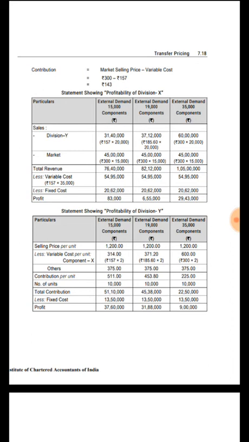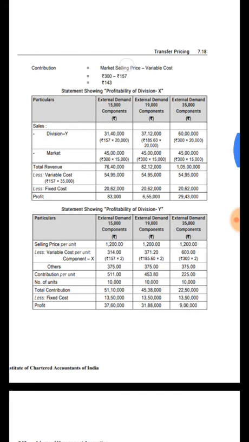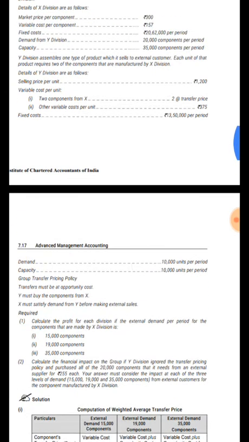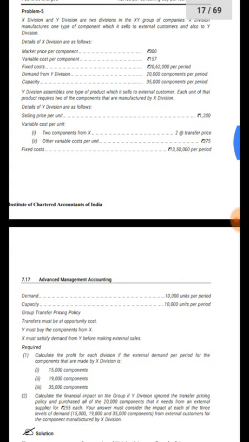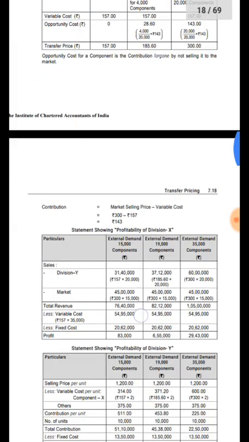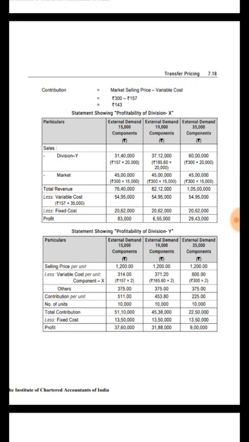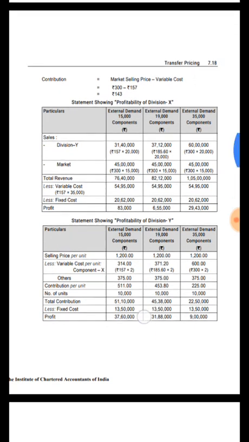So 35,000 into 157 variable cost. This variable cost is given in the question. Okay, 35 into 157 for all we got. Then fixed costs here, 20,62,000 for X division. You reduce that and you'll get profit. Okay, just like that for division Y.